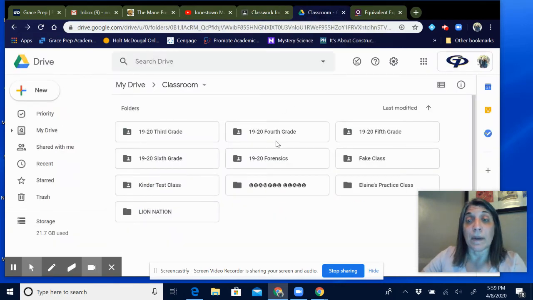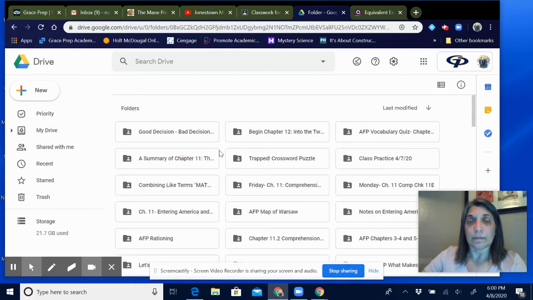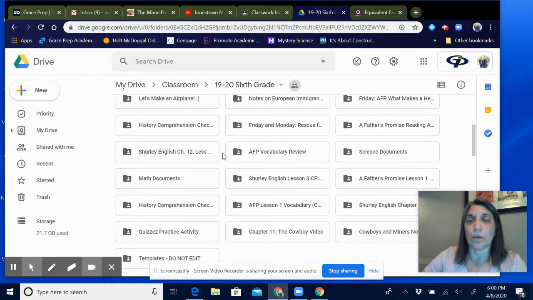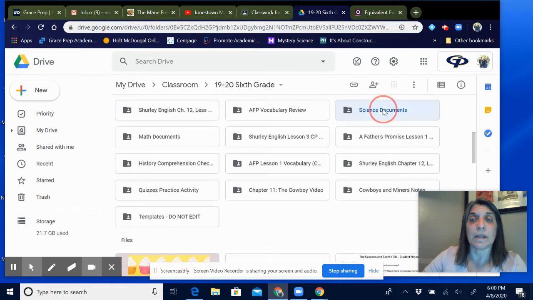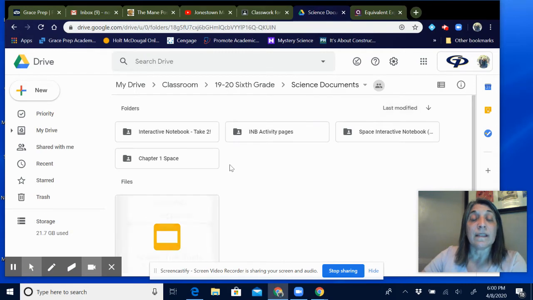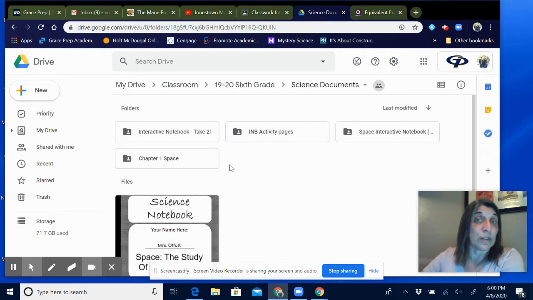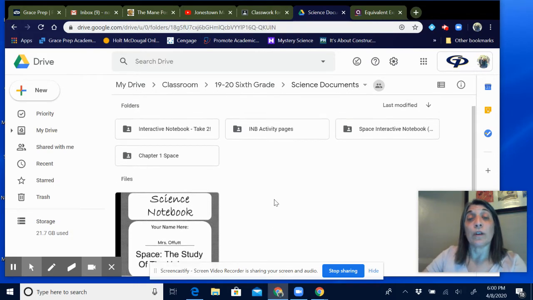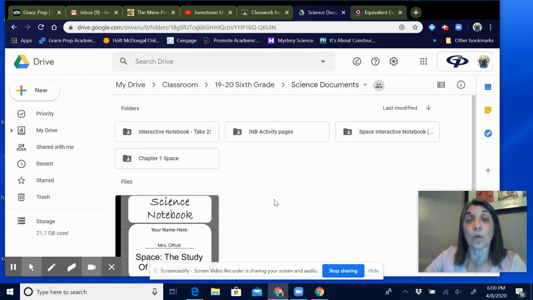Okay, this is my Google Drive. Mine looks different. I have a lot of folders. I'm going to go into my 6th grade classroom. And then, I have a gazillion folders. I'm going to go to my science documents. You probably don't have nearly as many things, although you can organize your things in folders within your Google Drive. So here's my interactive notebook. Your interactive notebook should be somewhere in your Google Drive. You might not have it in science documents, but it should be somewhere when you go into your classroom.